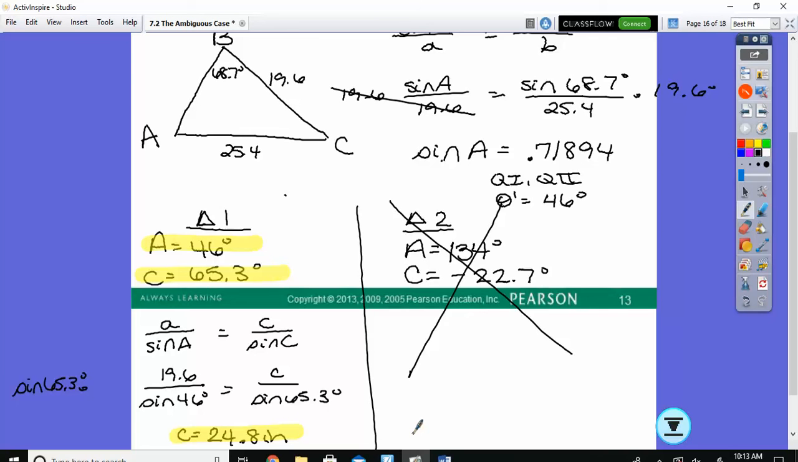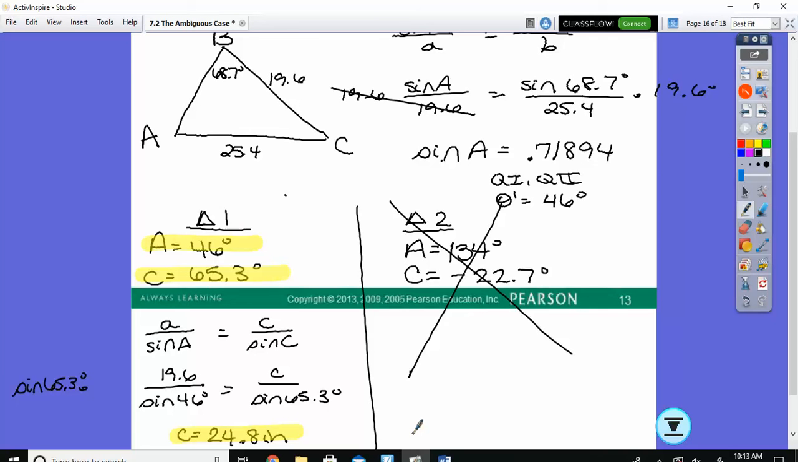We've seen a case where we have the 2 triangles because we do the quadrants 1 and 2, and we're able to find all 3 angles. And we have a case where there's only 1 triangle because the quadrant 2 triangle gives you a negative for one of your remaining angles. So those are the 3 possible scenarios.